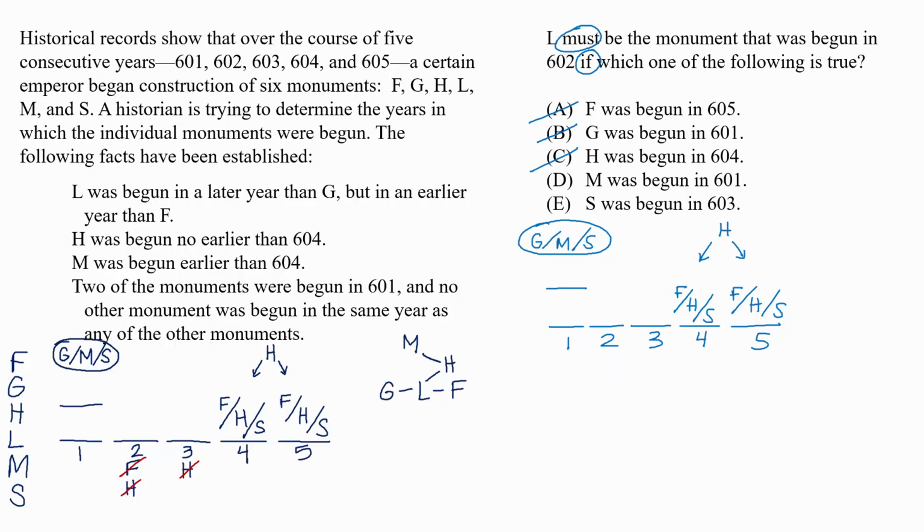D, M was begun in 601. This is similar to why B was wrong, because we already don't know whether M is paired with G or with S in 601, which means that L could be 2 or 3.